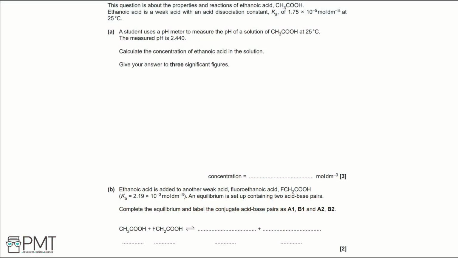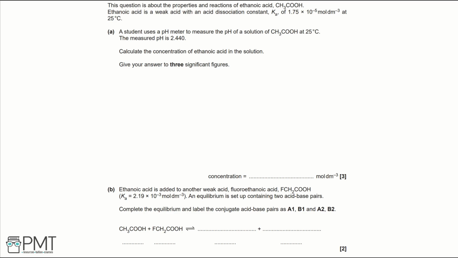This question is about the properties and reactions of ethanoic acid, CH3COOH. Ethanoic acid is a weak acid with an acid dissociation constant Ka of 1.75 times 10 to the negative 3 moles per decimeter cubed at 25 degrees Celsius.